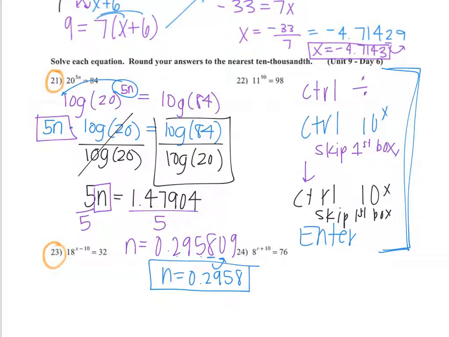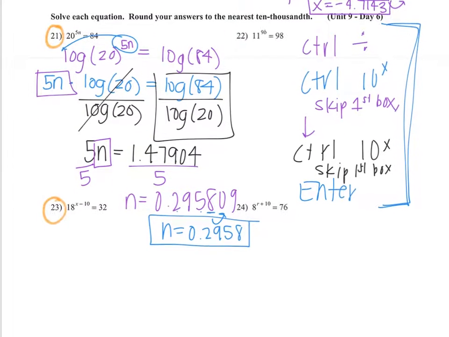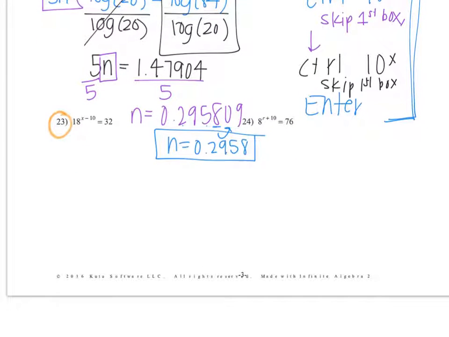If you want another problem just like this, take a look at number 22 right now. If you're looking at number 22, just pause the video, because I'm going to move on to number 23. Very similar process. We have 18 to the x minus 10 equals 32. I have no logs anywhere, but what I can do is put logs on both sides.